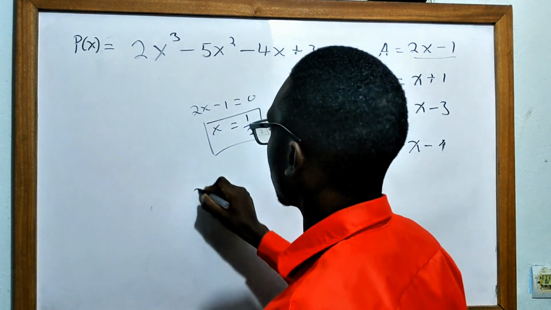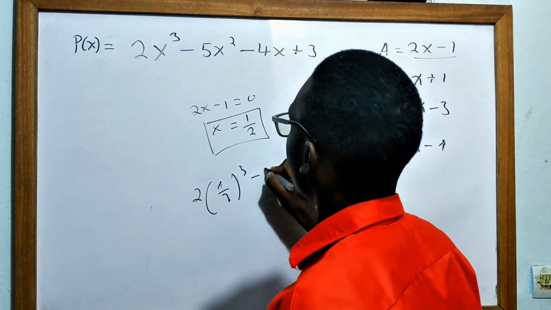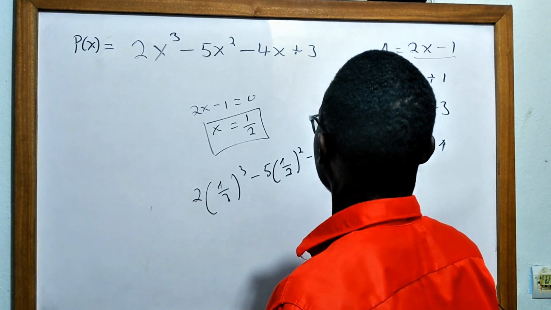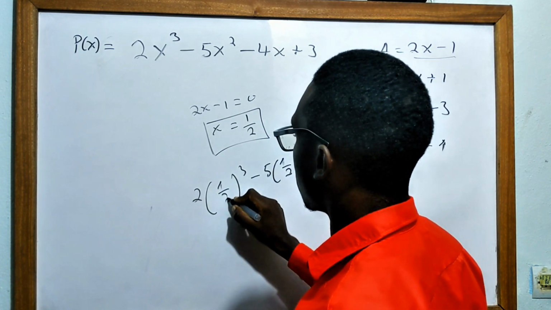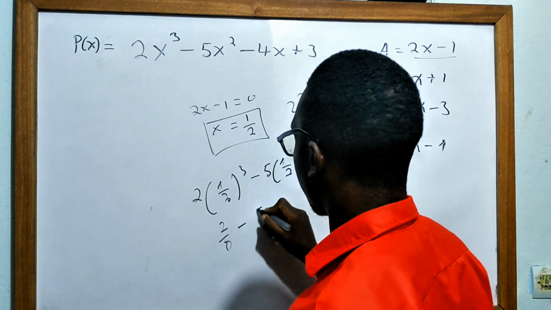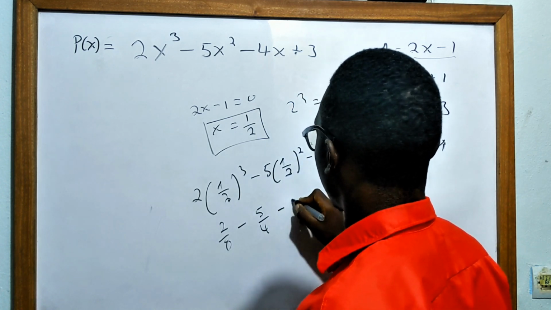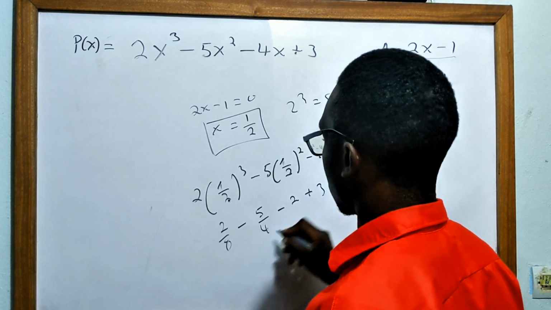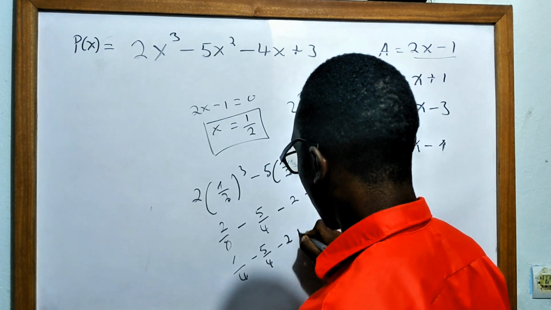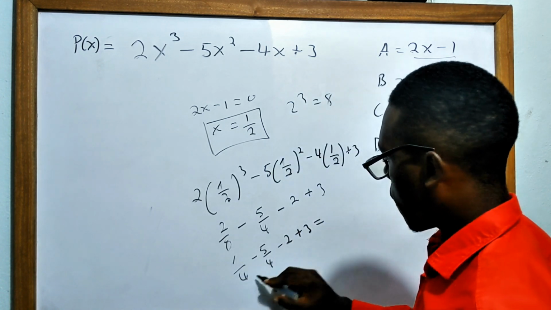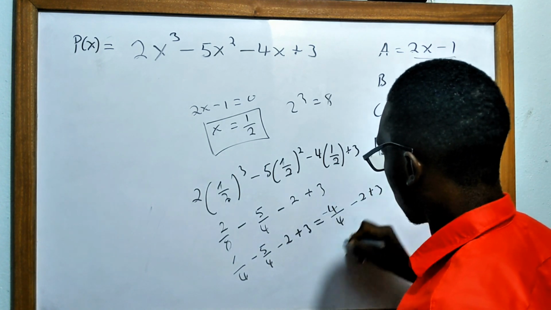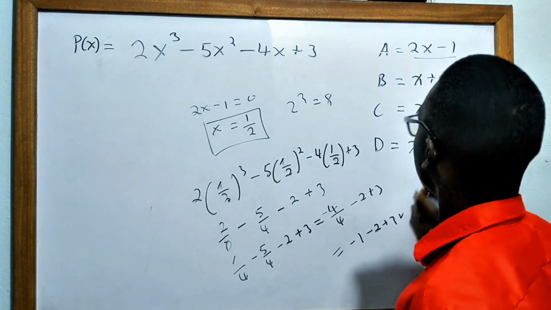Substituting half here, you are going to have 2 into half cubed minus 5 into half squared minus 4 into half plus 3. We are going to have what? Half cubed is 1 over 8, therefore that will be 2 on 8 is 1 quarter, minus 5 on 4, minus 2 plus 3. That will be 1 quarter, 4 minus 4 minus 2 plus 3. That will be negative 1 minus 2 plus 3, and this is a factor.